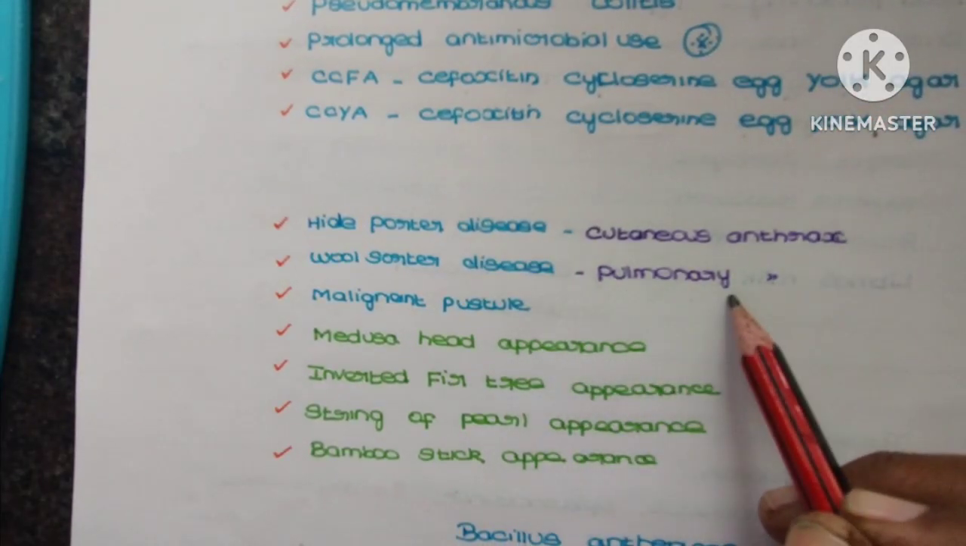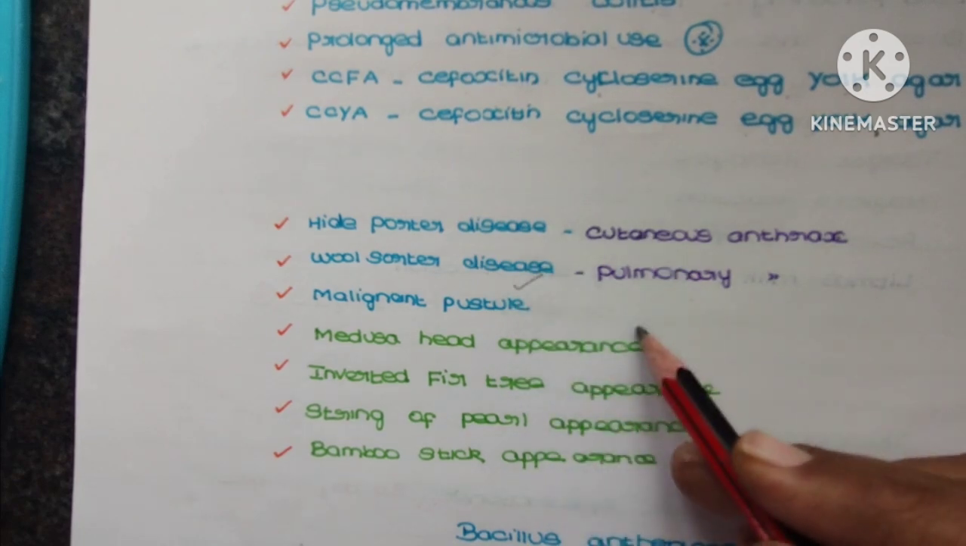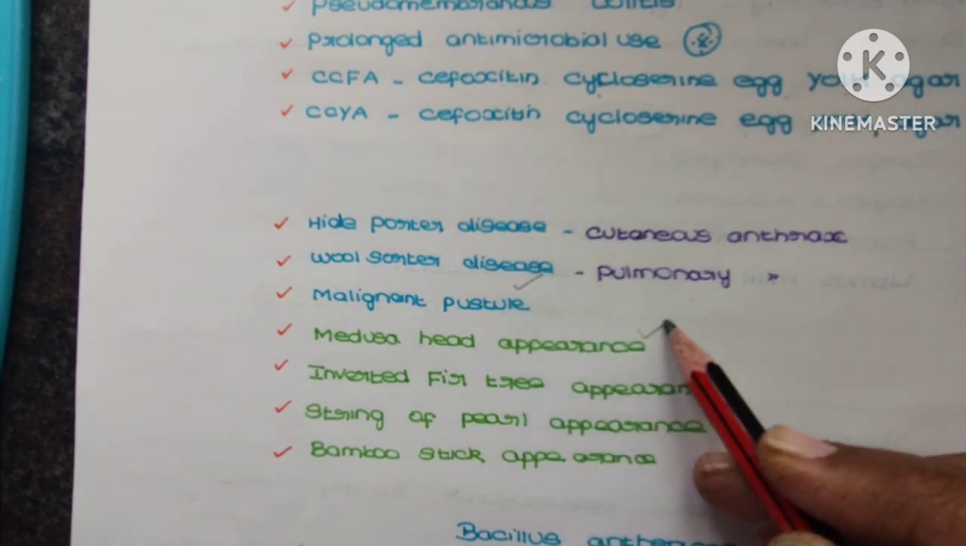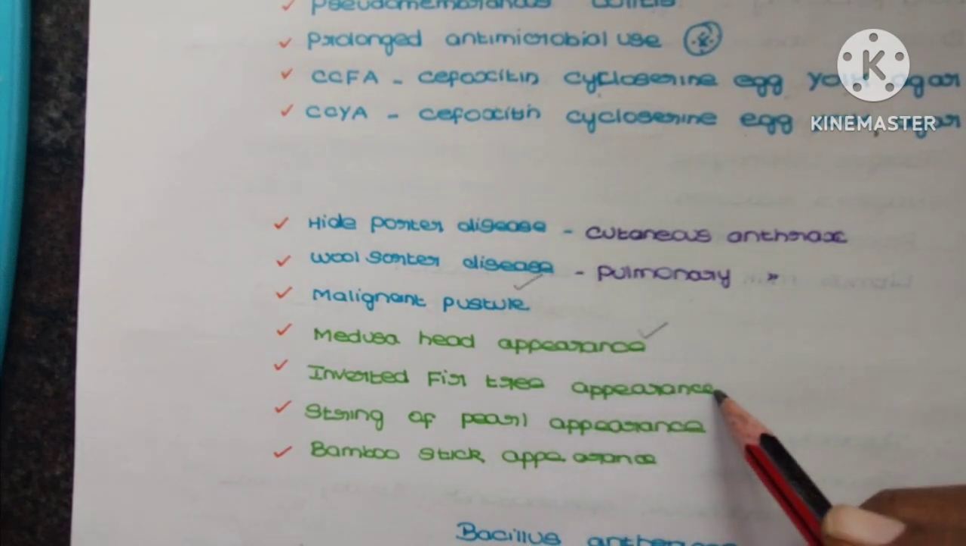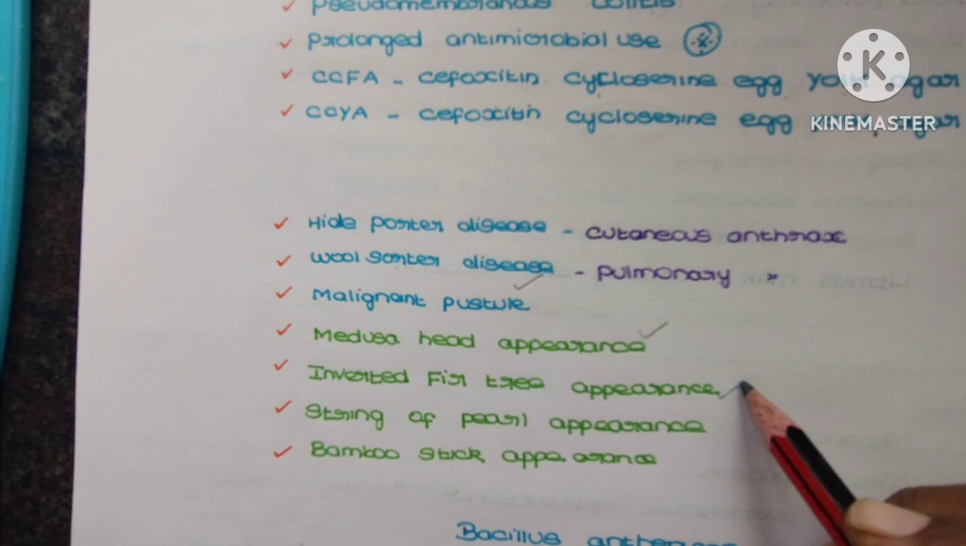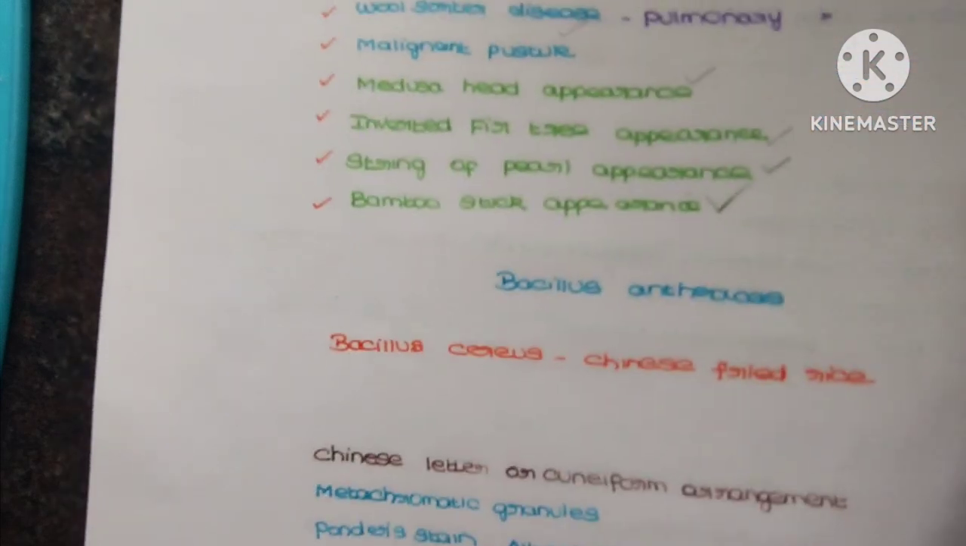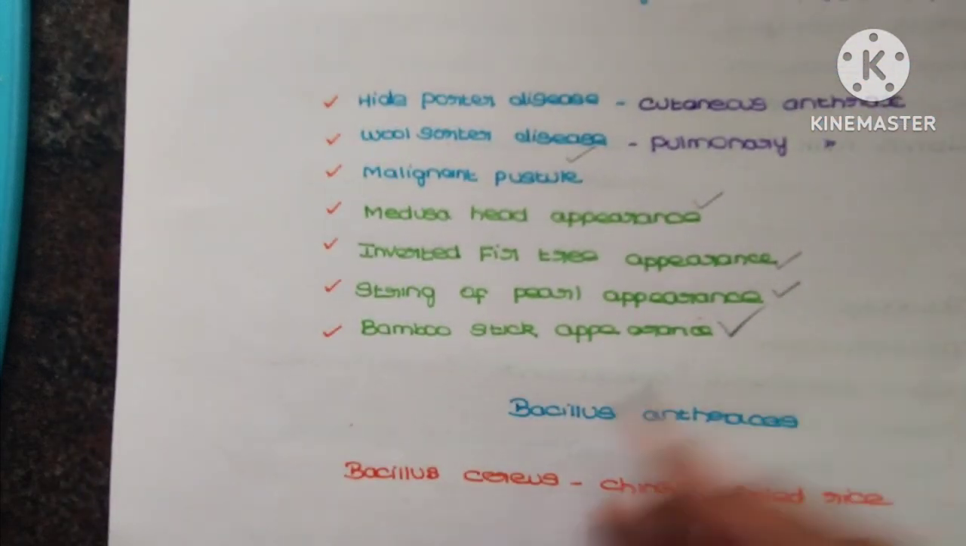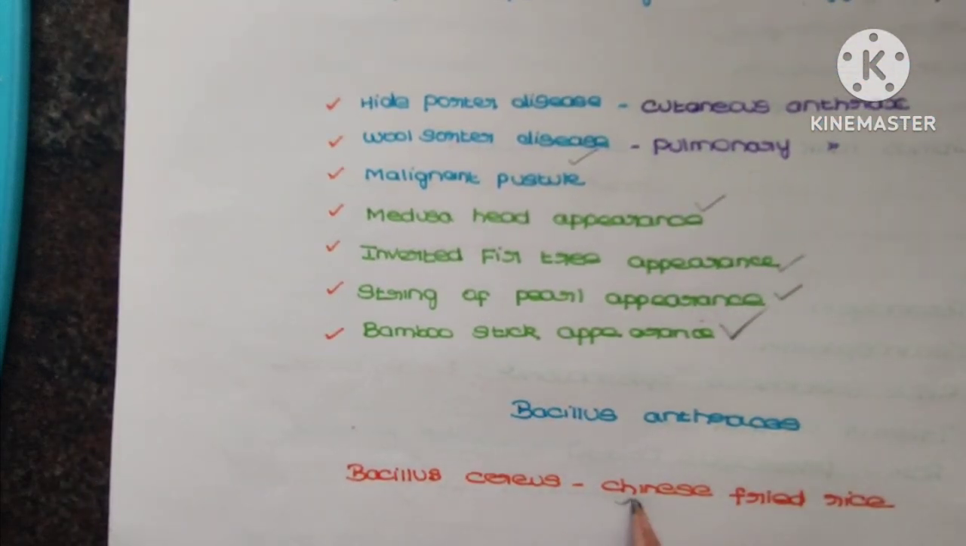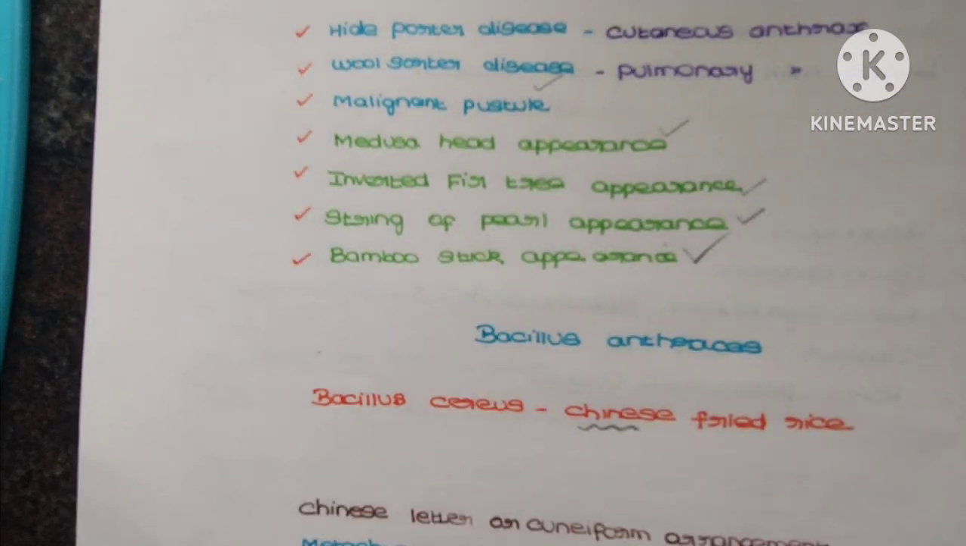Wool-sorter disease, it is pulmonary anthrax. Malignant pustule, medusa-head appearance, it is usually seen on the nutrient agar, and in the culture there will be an inverted fir tree appearance in the broth, string of pearls appearance, and bamboo stick appearance in the Gram staining. It is Bacillus anthracis. For Bacillus cereus, it is Chinese fried rice. There is no other clue that can be given for that.